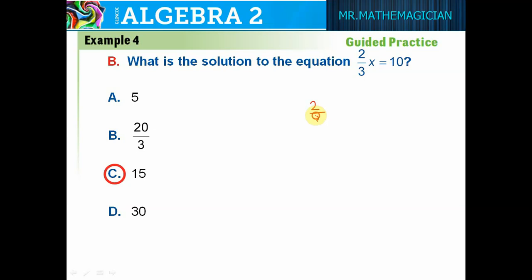This is 2 over 3 x equals 10. This is the original equation. I'll multiply both sides by the reciprocal, which is 3 over 2. The 3 got cancelled, the 2 got cancelled, so x becomes alone. Now 10 multiplied by 3 is 30, divided by 2 is 15. So the answer is really 15.